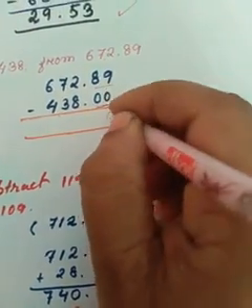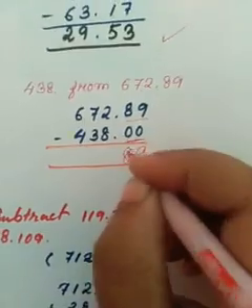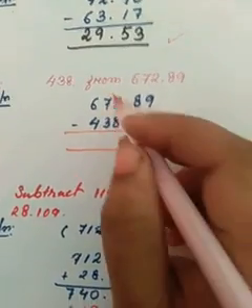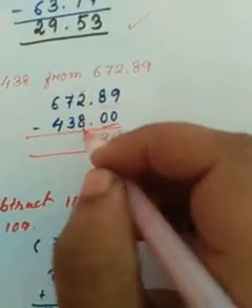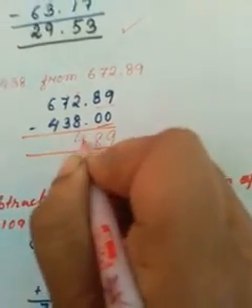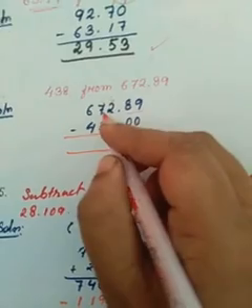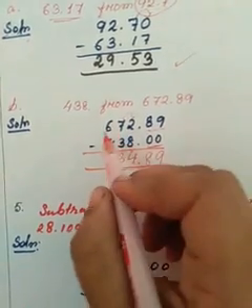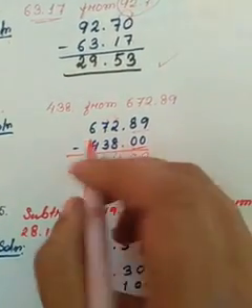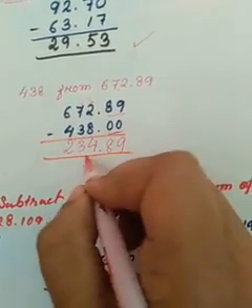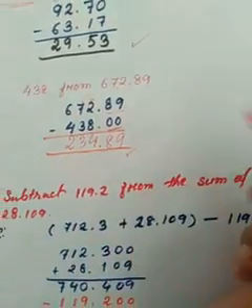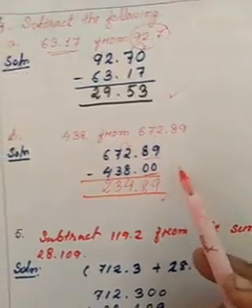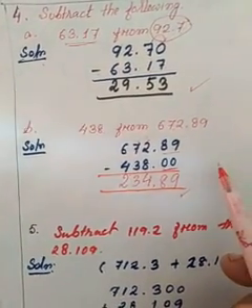9 minus 0 it's 9. 8 minus 0 it's 8. Now here you can see 2. So if we borrow 1 here it's 12. 12 minus 8 it's 4. Point will be here. Now it's 6. 6 minus 3 is 3, and 6 minus 4 is 2. So 234.89. Alright children, and this is the difference. So in the same way the addition and subtraction can be solved by you. The rest of the sums can be solved by you yourself.